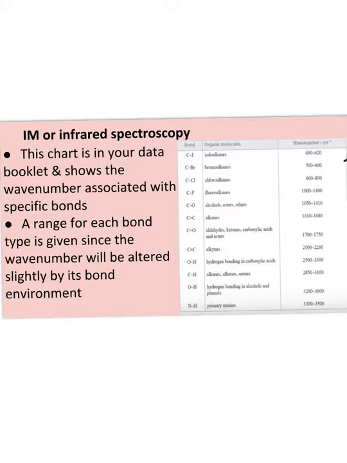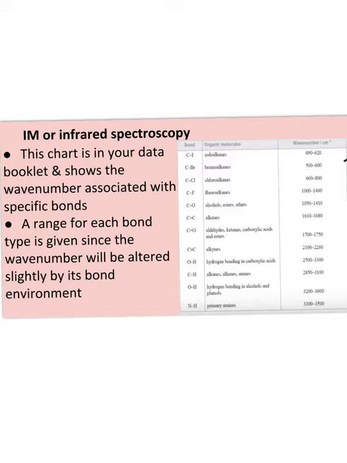So you have a chart like this in your data booklet, and it shows the wave number associated with specific bonds. Now, it certainly doesn't have all bonds on here, but it has many. It has the 4 halogens single bonded to carbon. You have carbon and oxygen single bonded, like you find in an alcohol, an ester, and an ether. It has the carbon-carbon double bond, like in an alkene. A carbon-oxygen double bond, like in an aldehyde, ketone, or carboxylic acid, along with an ester. And then the carbon-carbon triple bond, like in an alkyne.